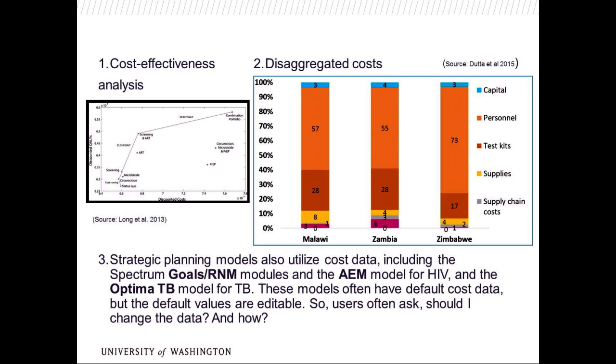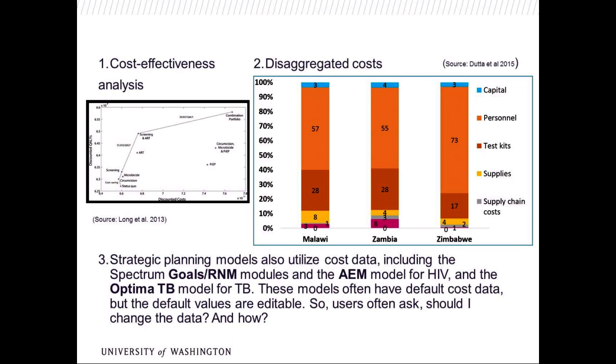And then again, I mentioned this already, but there are cost strategic planning models, which are used to support PEPFAR, Global Fund, and Gavi. They use cost data in a range of pre-existing models. There's a Spectrum set of models, available online, developed by Avenir Health. They have resource needs models which require cost data. There's the Asian epidemic model that requires cost data. There are now optimization models, Optima TB and Optima HIV, that require cost data.